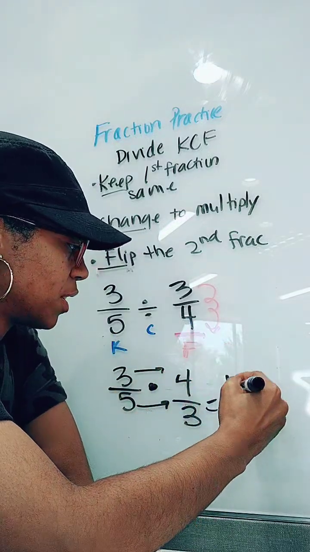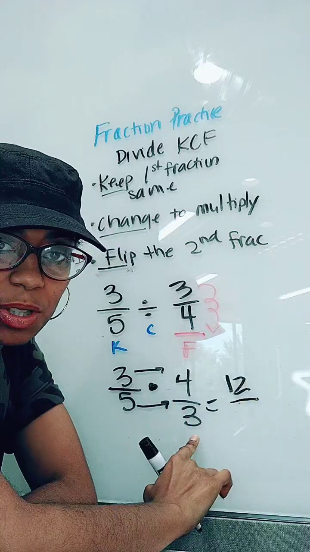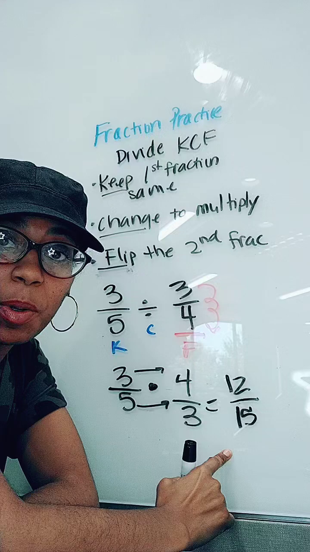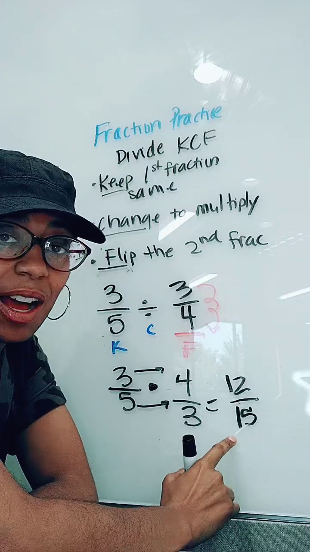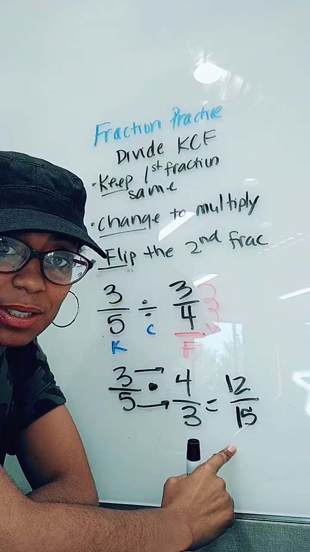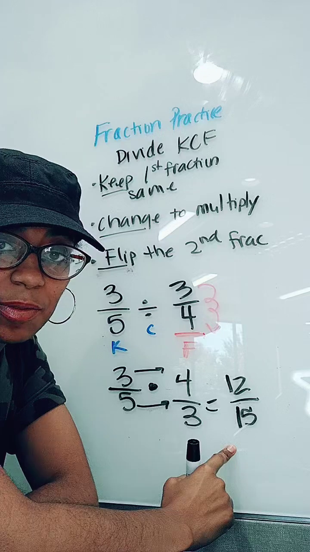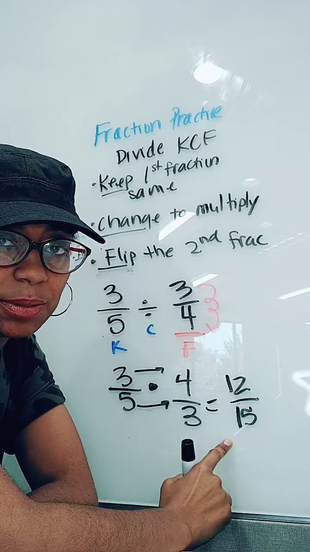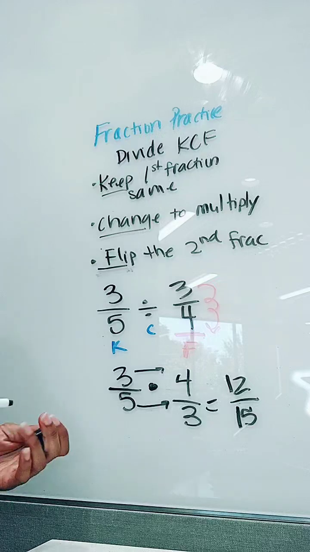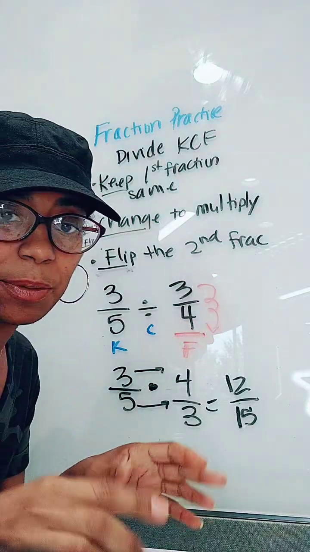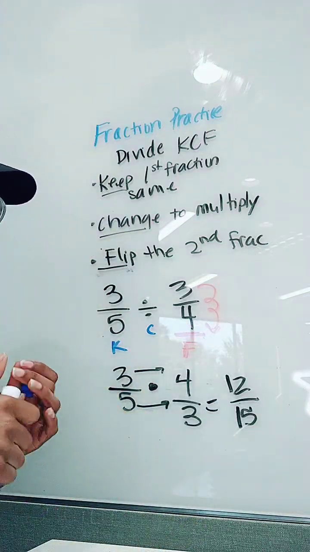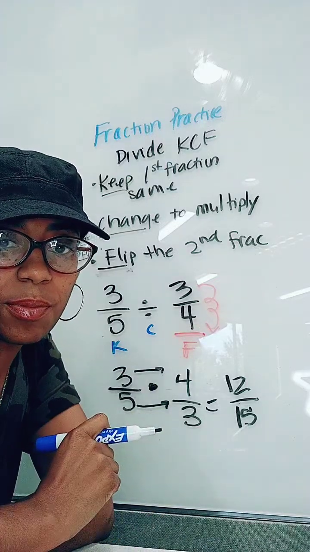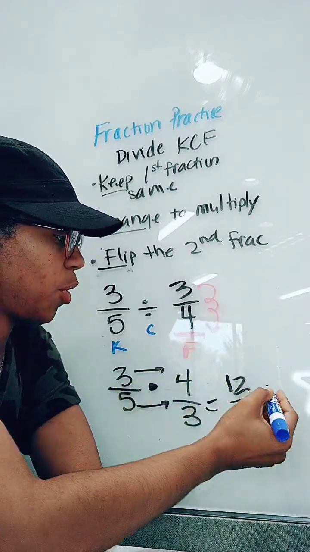So 3 times 4 is 12, and then 5 times 3 is 15. Now, remember what I said. This is not all the way simplified if what? Because we're not done with this one. We got to do a little bit more to it. It has something in common that we need to take out. What we need to do right here.